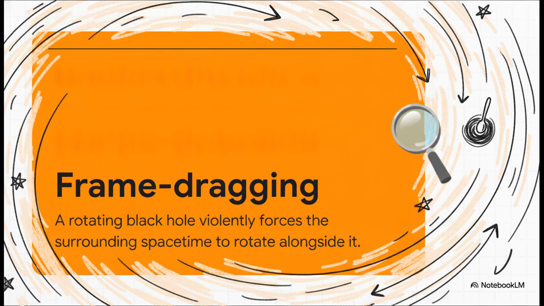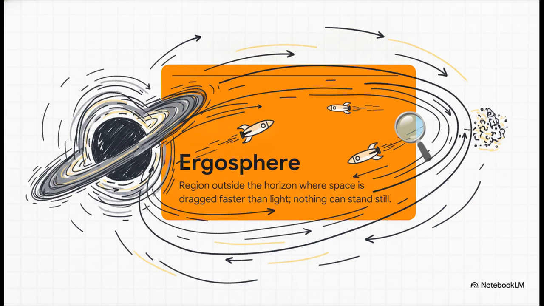No way around it. So the crucial takeaway here is that this severe frame dragging creates a brand new region of space called the ergosphere, located just outside the outer event horizon. Inside the ergosphere, spacetime is literally being dragged faster than the speed of light. No amount of rocket thrust can keep you stationary here.